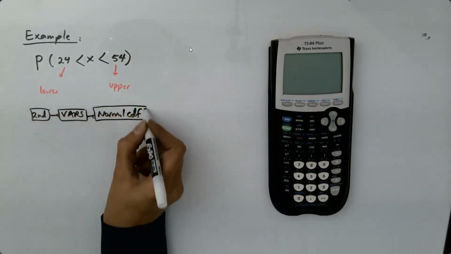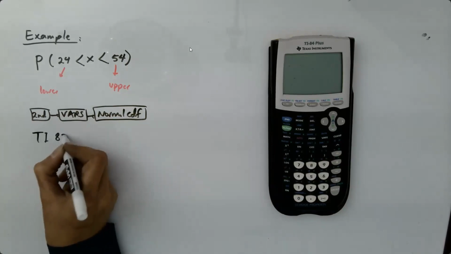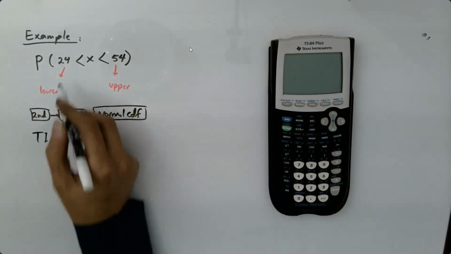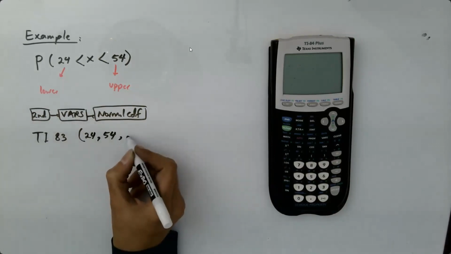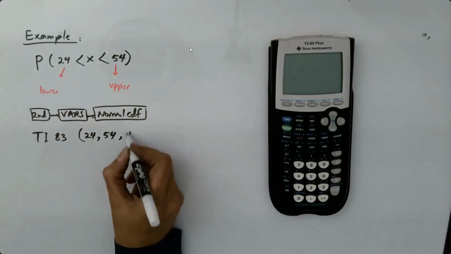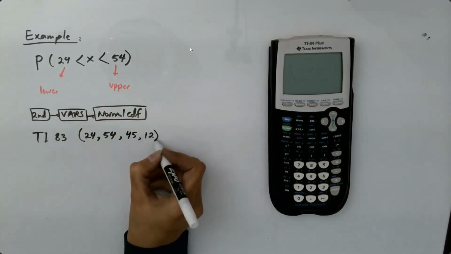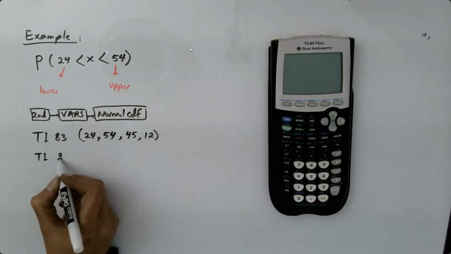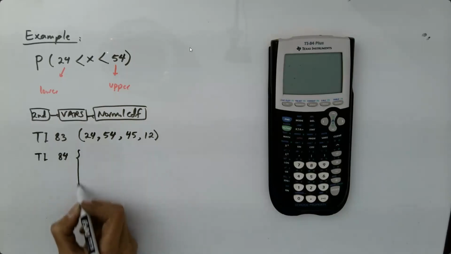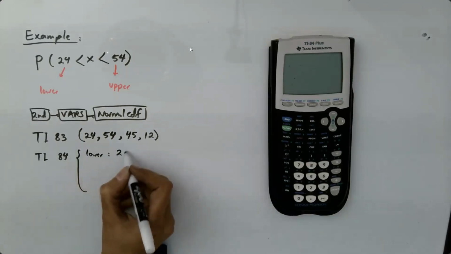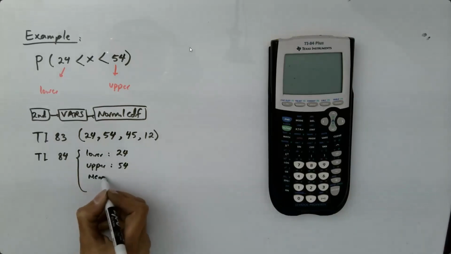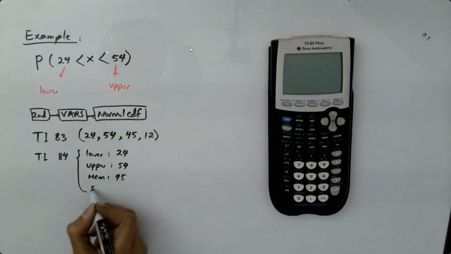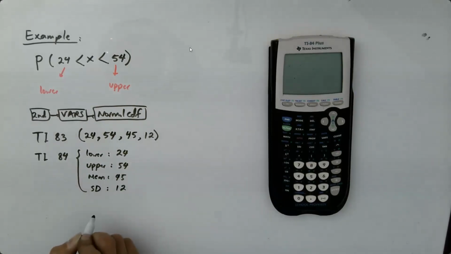Again, if you're using TI-84, just use parentheses, your lower limit, your upper limit, and the mean, which is given to us. The mean is 45 minutes, and the standard deviation is 12. If you're using TI-84 or your emulator, the lower limit is 24. The upper limit is 54, the mean is 45 minutes, and the standard deviation is 12 minutes, okay?